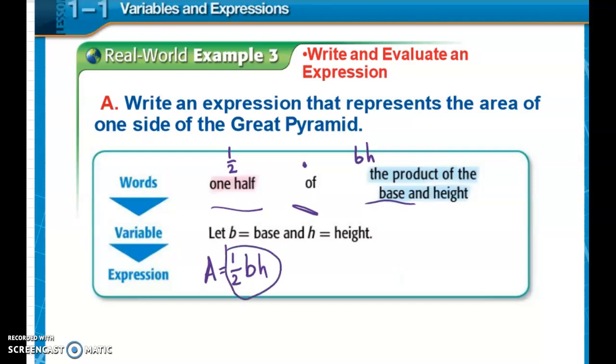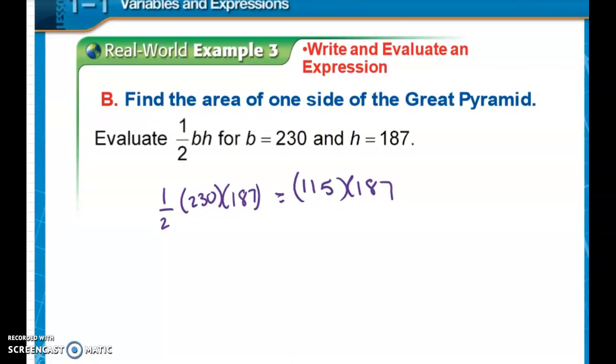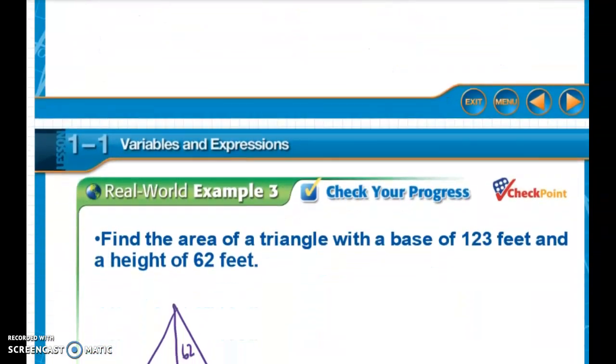You've seen it with area equals in it. We're just talking about expressions. So if we want to evaluate 1/2 base times height for b equals 230, you plug in that 230, plug in the 187, and then when you multiply this, you get 21,505. They didn't give us any units on this one, so we'll just leave the answer like that with no units on it. But if there were units, you have to put it.